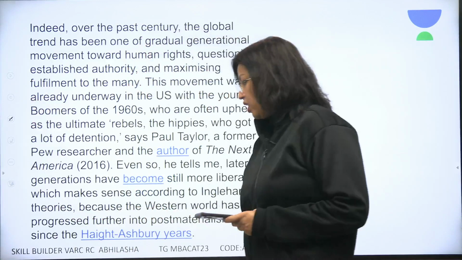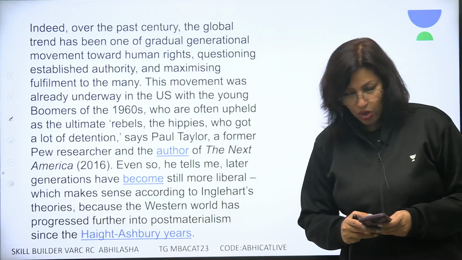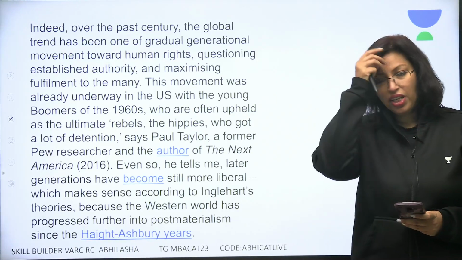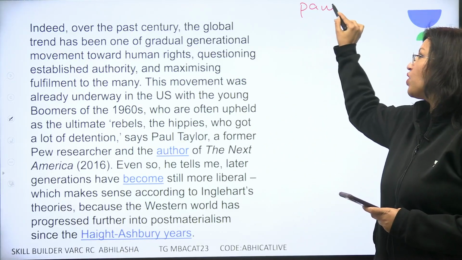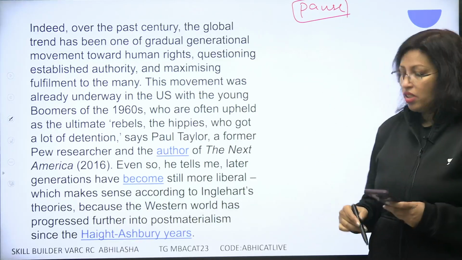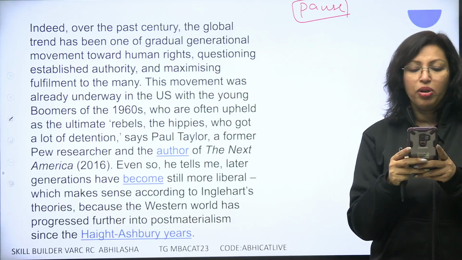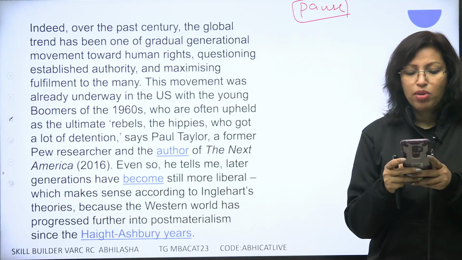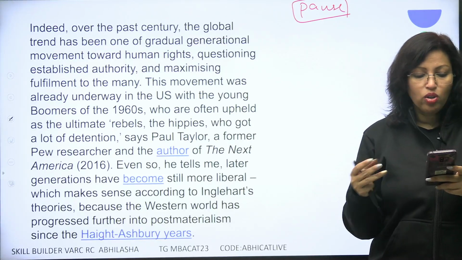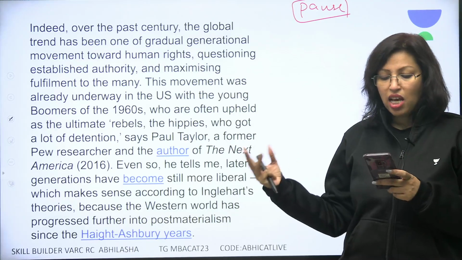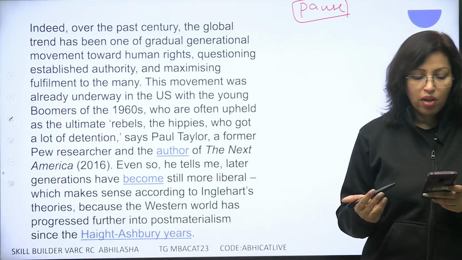Alright, let's take a look. Here is a very nice passage, small one, from some Aon article. I don't remember which one, but a very interesting one. So let's take a minute, read it again. Like I keep telling you, you can pause this video if you just want to read it by yourself. Indeed, over the past century, the global trend has been one of gradual generational movement towards human rights, questioning established authority and maximizing fulfillment to the many. So the global trend is what? That the generations are moving towards human rights, they're questioning established norms of authority, they are maximizing fulfillment.